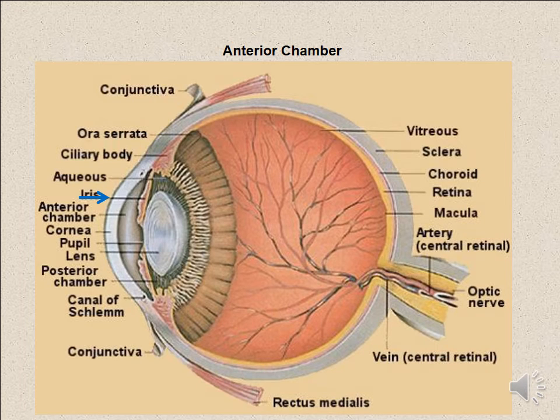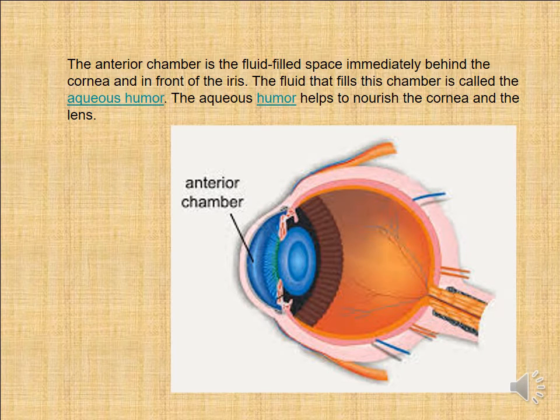Below the cornea, behind it, we have the anterior chamber. The anterior chamber is the fluid-filled space immediately behind the cornea and in front of the iris. The fluid that fills this chamber is called the aqueous humor. The aqueous humor helps to nourish the cornea and the lens. In fact, there is no blood supply to the cornea and lens. The nourishment depends only on the aqueous humor. This fluid nourishes the lens and the cornea. This is the anterior chamber.